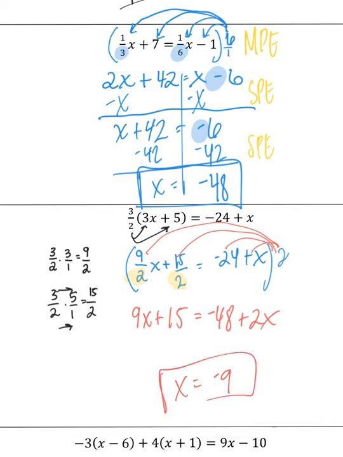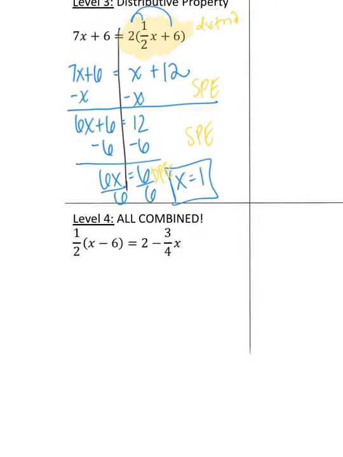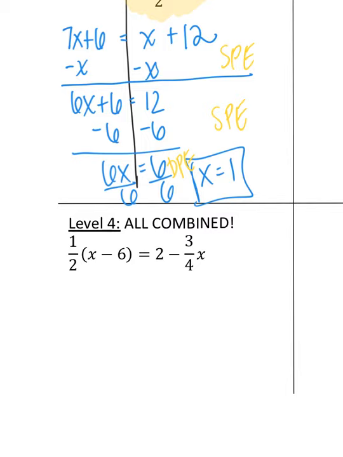Going down to our very last set of problems, all the properties combined. This one has, of course, a set of parentheses, so we should recognize, oh, we need to deal with this guy first. And hopefully you're thinking in your head, to deal with that, I'm going to distribute. So we have 1/2 x minus 1/2 of 6 is 3. Don't be afraid off to the side. If you need to multiply that, you can. Equals 2 minus 3/4 x.